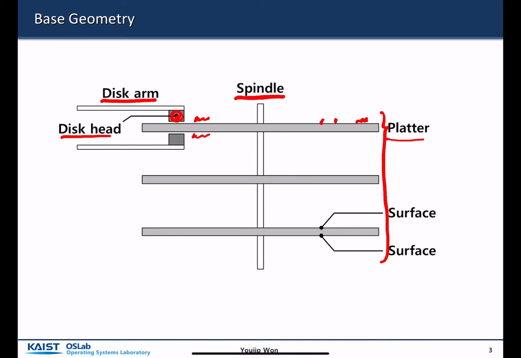From another view, this is the platter, this is the spindle, and there is an arm that rotates and reaches the surface of the platter. So this arm goes from here to here. In some disk drives, there are 2 platters, and in some disk drives, there are 3 platters.